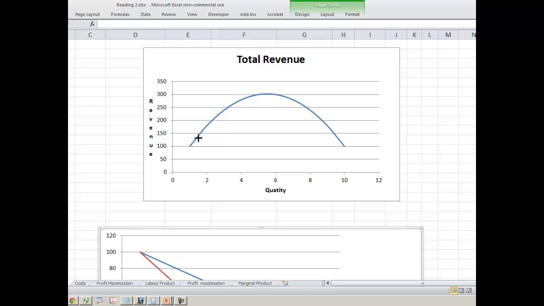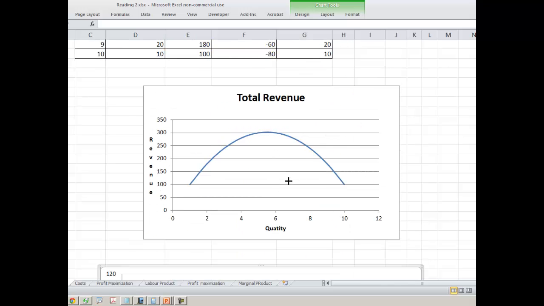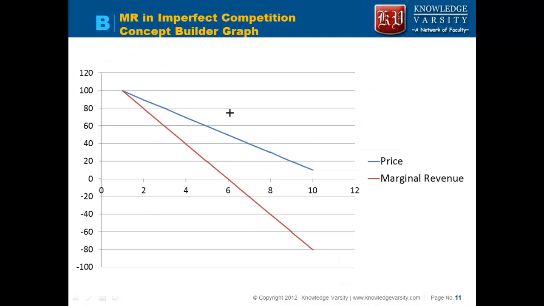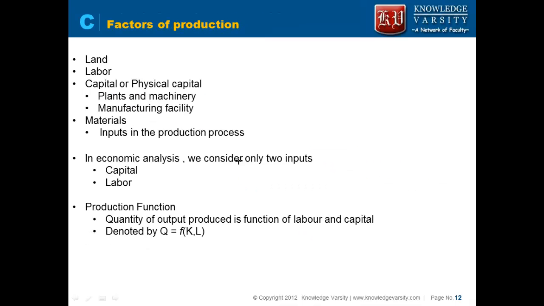So you see the total revenue at this 6 is increasing. After that it starts decreasing. What is the point in selling beyond 6 when your revenue is decreasing, right? We saw this concept builder, we saw the marginal revenue graph. Now we saw the factors of production. Factors of production are many. We'll consider only the capital and the labor.